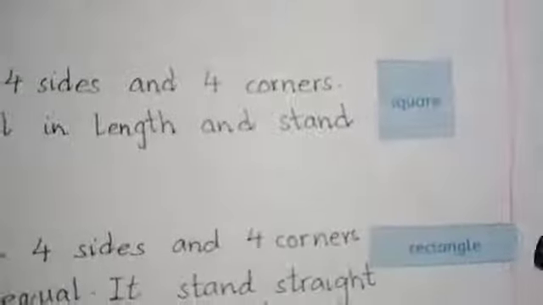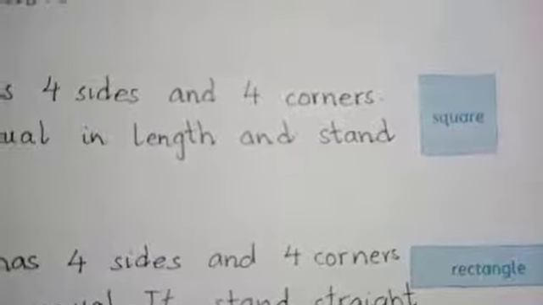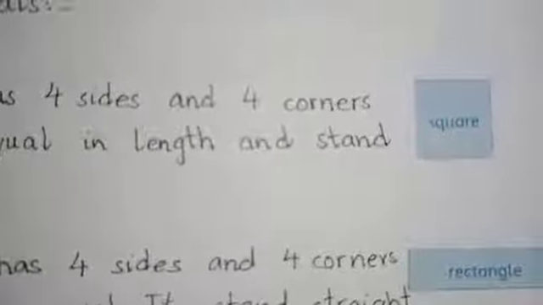These shapes have four sides, so they are kinds of quadrilateral. All the shapes which have four sides are kinds of quadrilaterals.